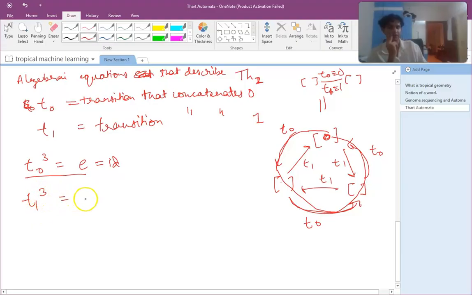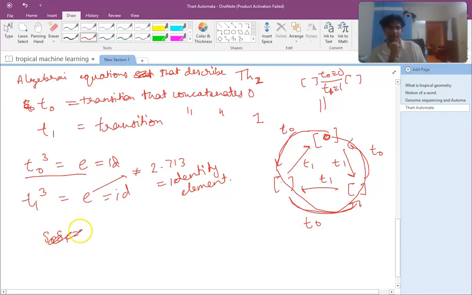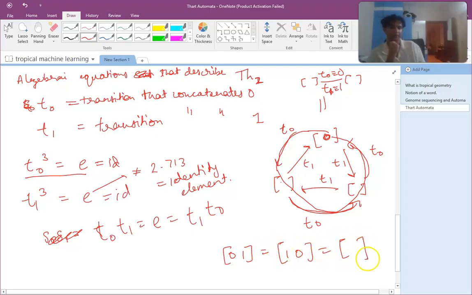Similarly, T1 cubed is equal to identity, and E over here is not the number. It is just notation for the identity element, just to be clear. And similarly, T0 T1 is equal to identity, which is equal to T1 T0. That's what we meant by this being equivalent to a statement saying that 1 0 is equal to 0 1, is equal to an empty list.